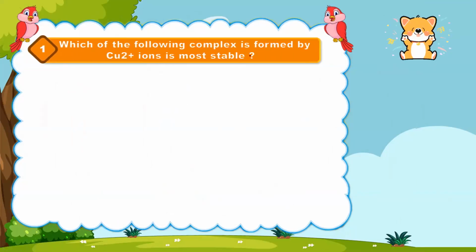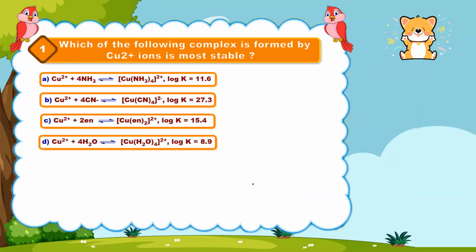Which of the following complexes formed by Cu2+ ions is more stable? They have given us 4 complexes. You need to see log K is equal to 11.6, log K is equal to 27.3, log K is equal to 15.4, and log K is equal to 8.9. See students, they have given 4 log K values. Which log K value is more, that complex is more stable. So the correct answer is option B.